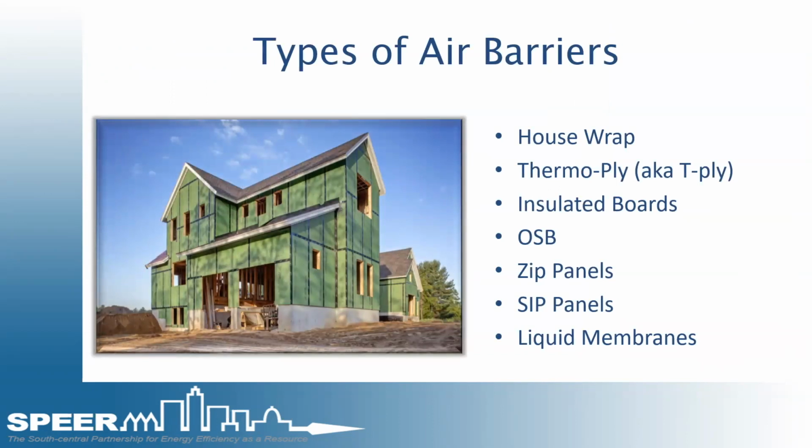Types of air barriers that we normally see. There's a few that we're going to go through here just in the construction that we see normally. House wrap, thermal ply, also known as T-ply, insulated boards or polyiso boards. OSB still being used from time to time. Then a makeup of that is called zip panels. That's what we see here in this photo. It's basically an OSB board with a sprayed membrane on the outside and an absolutely airtight barrier if it's done right with air sealing of the joints.